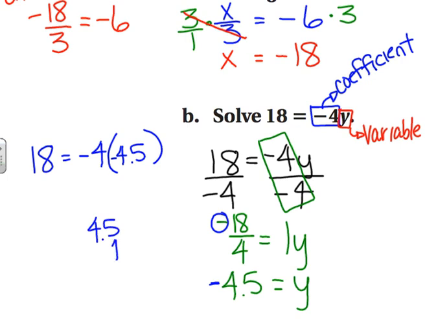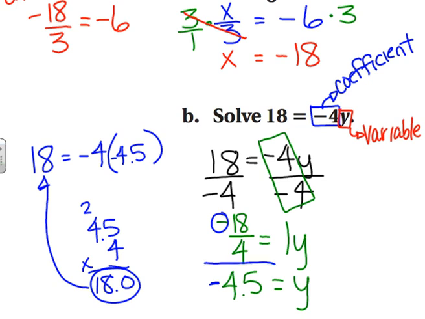4.5 multiplied by 4, I'm going to get 20, 16, 17, 18. Bring my decimal over one spot, and that's exactly what I wanted. I have a negative multiplied by a negative, so my answer needs to be positive. Okay, so we get -4.5 equals y as our answer.